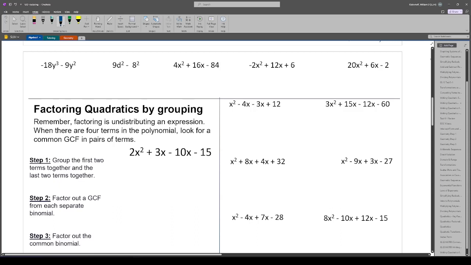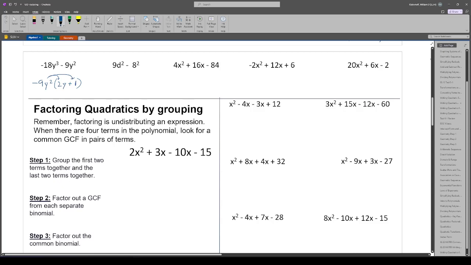So for the first one, we have to factor out negative 9y squared. We're going to be left with positive 2y plus 1. So this one's a little tricky, but if we multiply back, you'll see everything works out. So negative 9 times this will give us negative 18. Y squared times y is y cubed. And then here we're left with 1.